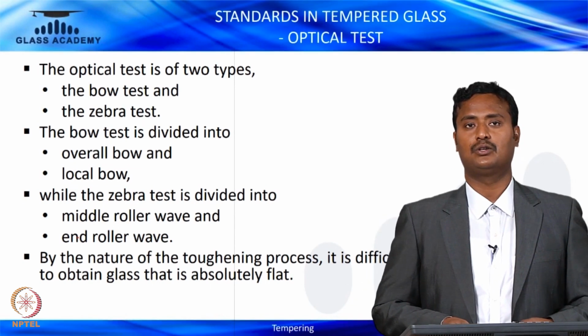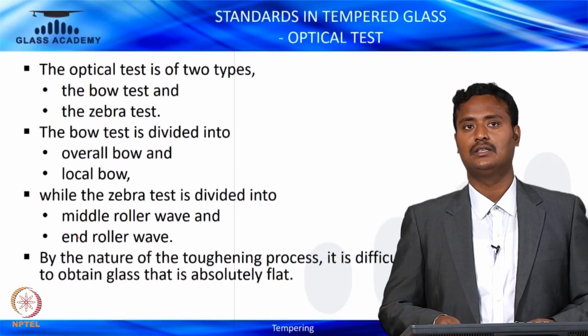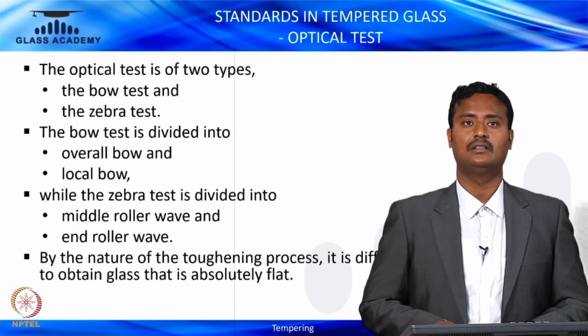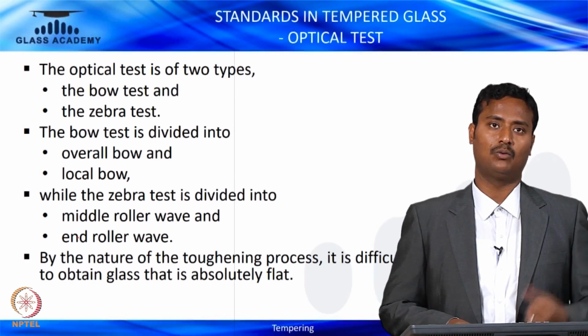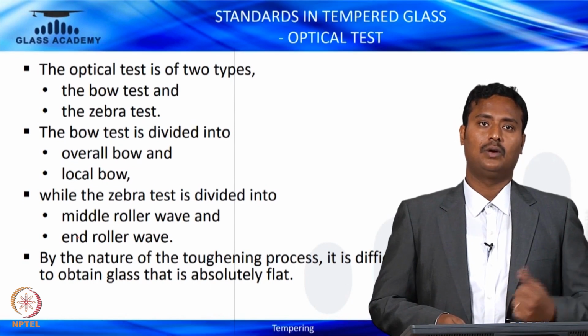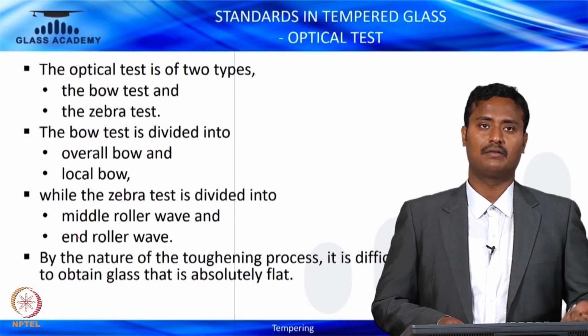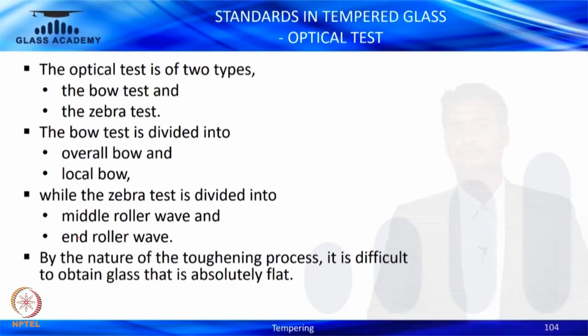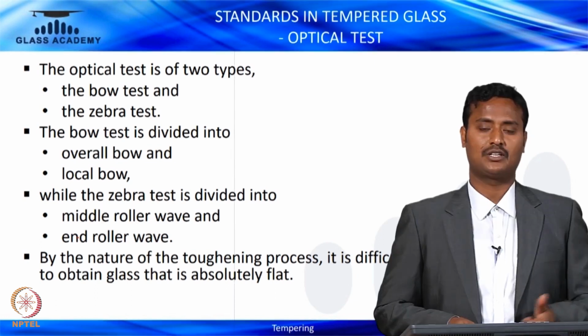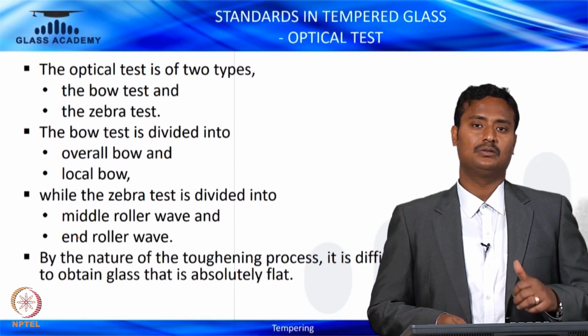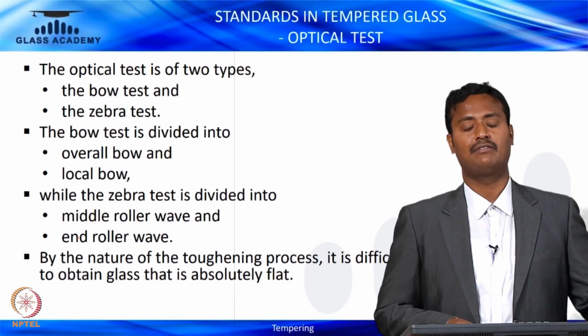Optical tests are of two types: the bow test and the zebra test. The bow test is divided into the overall bow and local bow, while the zebra test is divided into middle roller wave and end roller wave. By the nature of the toughening process, it is difficult to obtain absolutely flat glass. That is why the standard safeguards us.